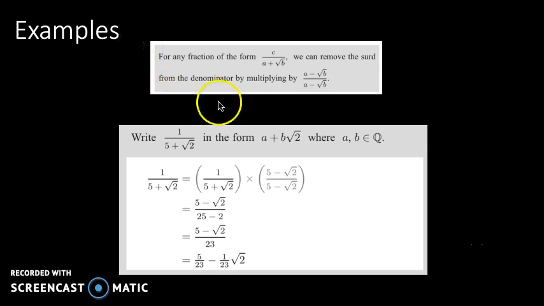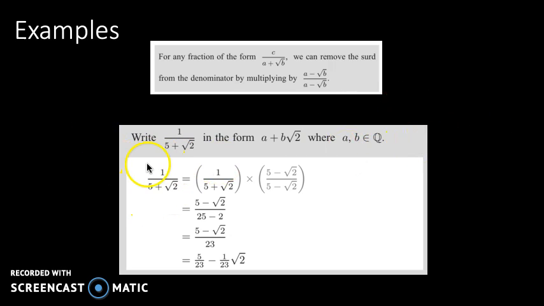Next, examples actually in the format of the rule I had in the last slide. So we're going to use this. I've just put it at the top here to solve our next one. So the question is, write 1 over 5 plus the square root of 2 in the form a plus b square root of 2, where a, b, and c are part of Q.